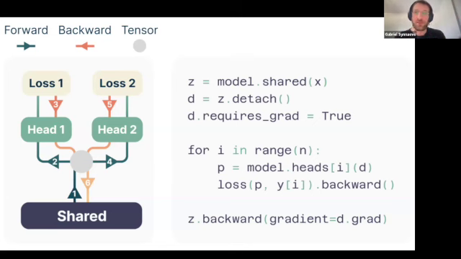And what we did is just compute the gradients sequentially, then accumulate them and update them once. This is a simple trick. The left figure corresponds to the code on the right: we forward the whole shared model just once, and then we detach the tape. For each of the heads, for i in range n, we forward the head and do the backward on the head.